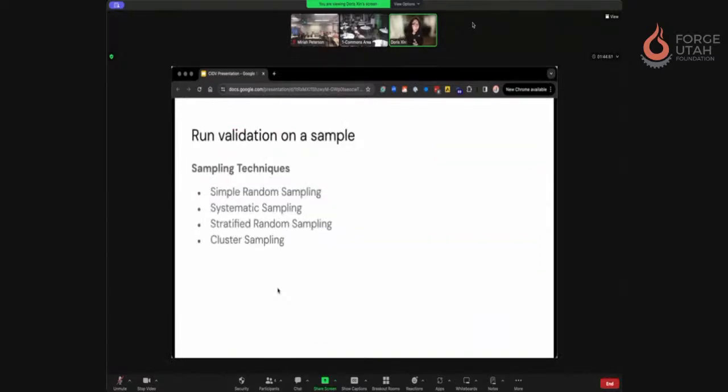Here are some standard sampling techniques. We have simple random sampling, so just take a random sample, systematic sampling, stratified random sampling, and cluster sampling. As you go down the stack, the sampling becomes more and more complex and also more and more expensive. The reason you want to do things like stratified and cluster sampling is that you want to make sure your sample is representative and some of the smaller groups are still represented when you have a small sample size.